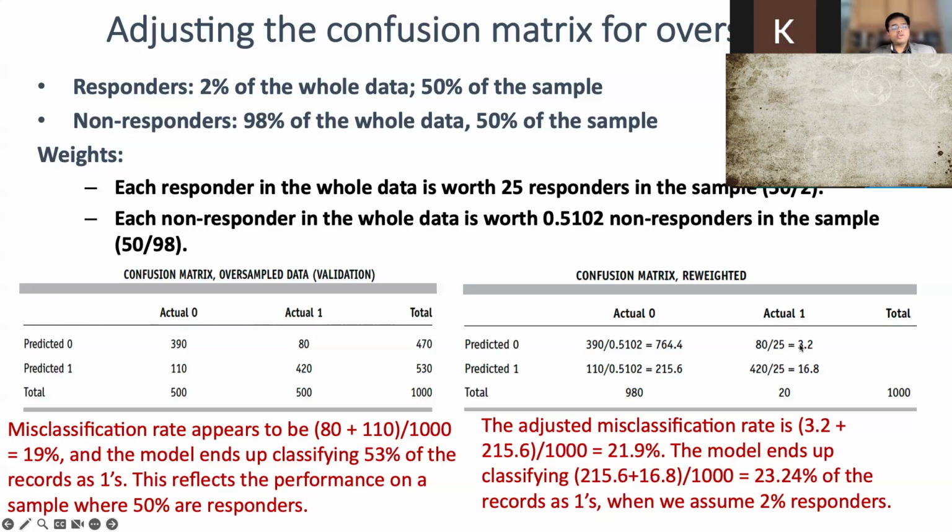And in this case, we are going to bring this down because we had artificially increased the number of actual ones 25 times more. So now we want to bring that down by 25 times. So 80 divided by 25 and 420 divided by 25 gives us these numbers. So now we have a new confusion matrix which has these values: 764.4, 3.2, 215.6 and 16.8. And that would be the way we will be using to determine how well this model has done. What is the total accuracy level of this model?